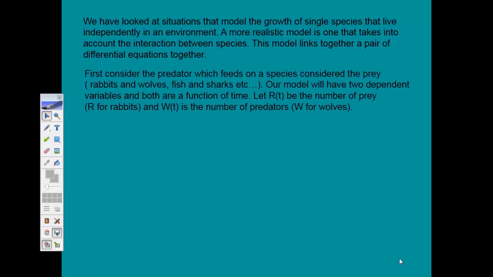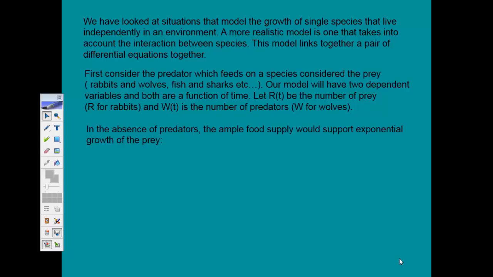First, let's consider a predator, which feeds on the species considered the prey. So for instance, we're going to use rabbits and wolves, but there are other models out there that you could apply this to. Our model will have two dependent variables, and both are functions of time. So we're going to let R of t be the number of prey, rabbits, and W of t be the number of predators.